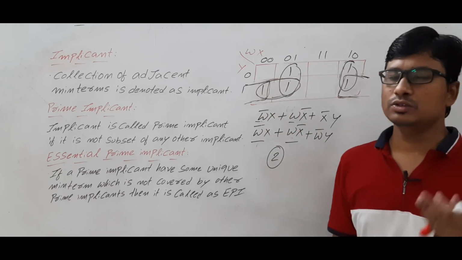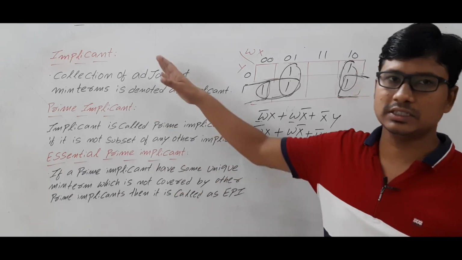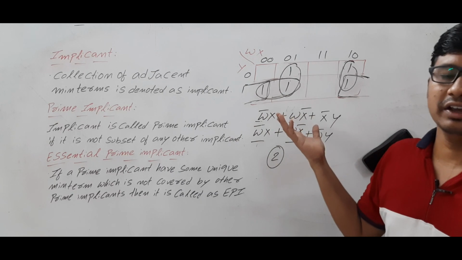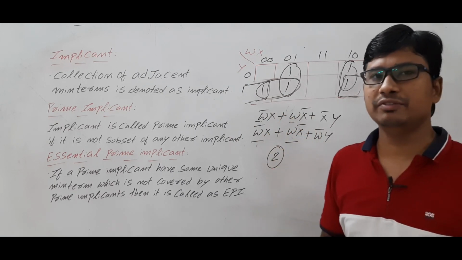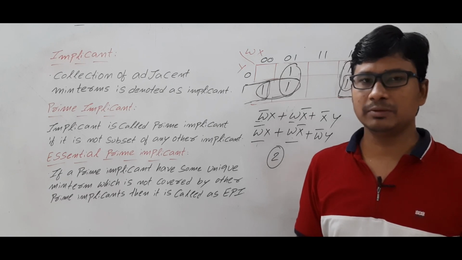Is it clear? I hope you have understood all the concepts which I have discussed, such as implicant, prime implicant, essential prime implicant. If a given K-map is there, how to identify the number of implicants, number of prime implicants, number of essential prime implicants.